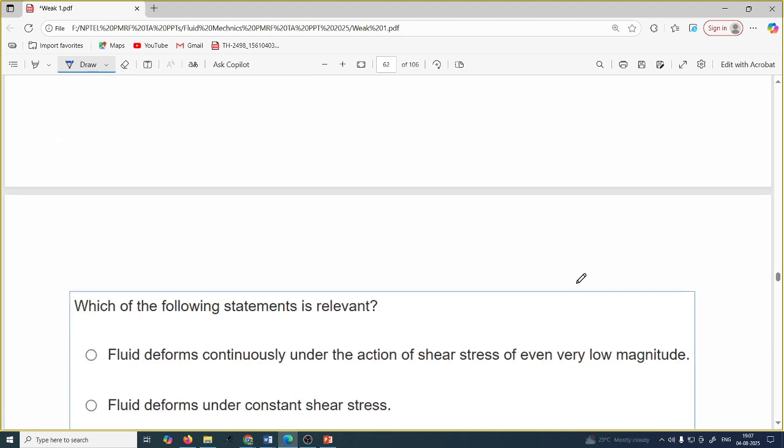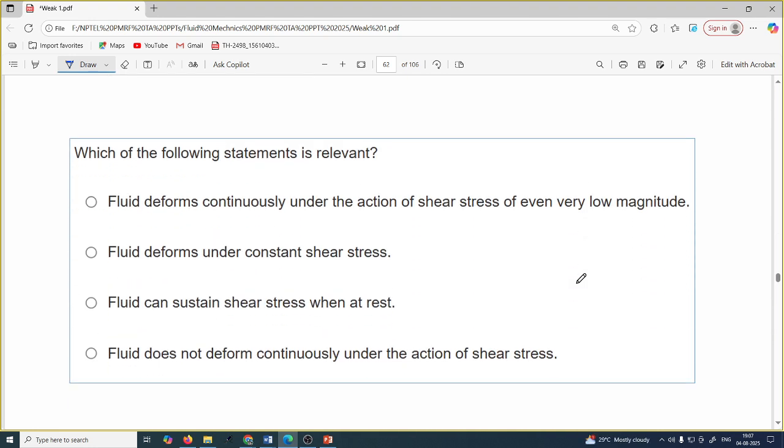The first question is, which of the following statements is relevant? First one is, the fluid deforms continuously under the action of shear stress, even of very low magnitude. Second option is, the fluid deforms under constant shear stress. The third is, fluid can sustain shear stress when at rest, and the fourth one is, fluid does not deform continuously under the action of shear stress. So which option is correct?